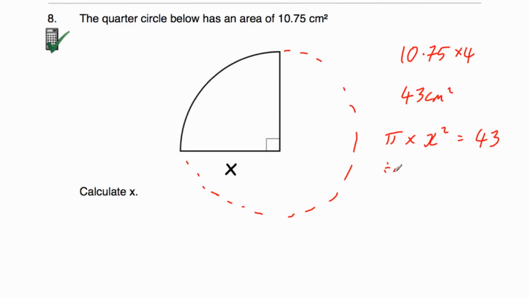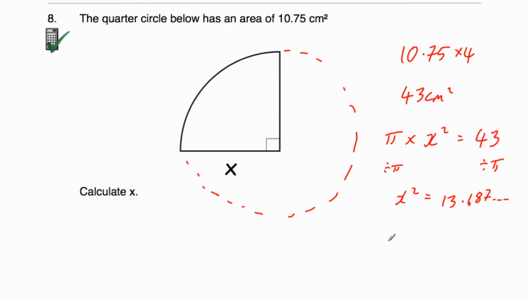So I'm going to divide both sides of the equation by pi. So divide by pi and divide by pi. On our left-hand side, we're dividing by pi to get rid of our pi. So we're just going to be left with x squared, and that's equal to 43 divided by pi. And that's equal to 13.687 and so on.